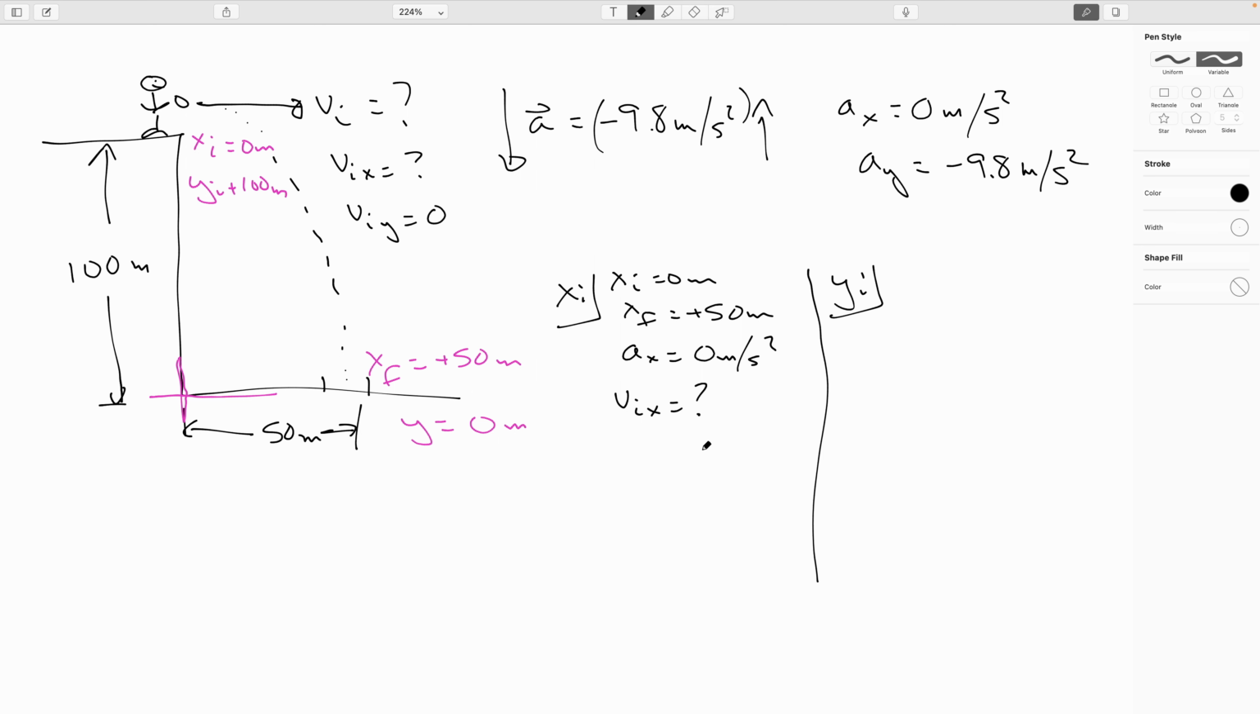But I've got a problem here. I do not know the final velocity. So I do not know v final x. And I do not, well, I do know, well actually I do know it, but it won't be helpful. And I also don't know the time of flight. Now, you could go ahead and say we do know what v final x is after all, because the x component of acceleration is 0, right?